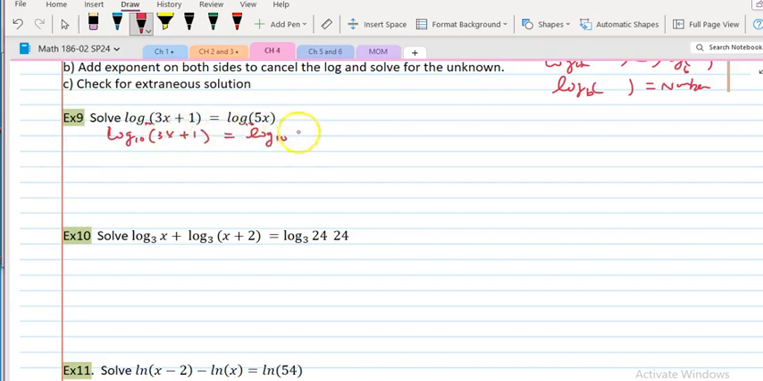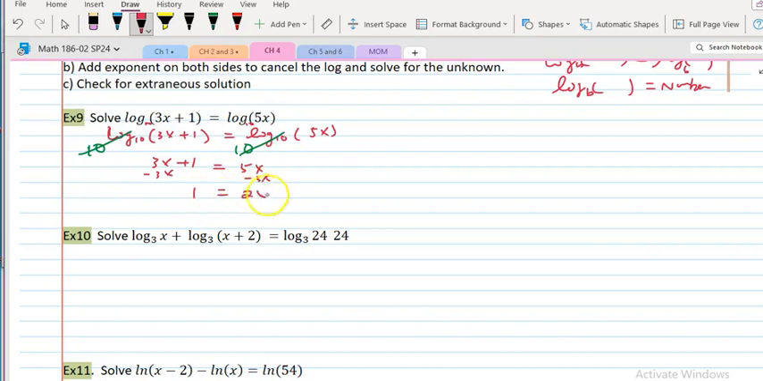So it is easier for you to see that it is base 10 on both sides. Now you do base 10 to the power of this, and they cancel, right? So we would have 3x plus 1 equal to 5x. And then minus 3x on both sides. This has become a linear equation.